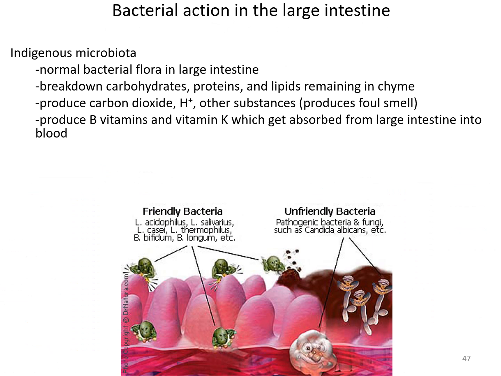Bacterial action in the large intestine is called indigenous microbiota. This is the term for the normal bacterial flora that exists in the large intestine. They're pretty important. They break down the remaining carbohydrates, proteins, and lipids that might still be in the chyme. They produce carbon dioxide, hydrogen, and other substances, which are responsible for the foul smell. And then they produce B vitamins and vitamin K, which get absorbed from the large intestine into the blood. So that's one of their really important jobs, to help with those two vitamins.